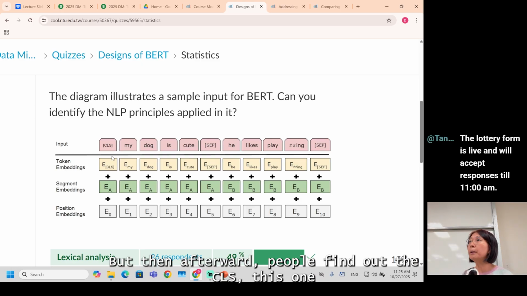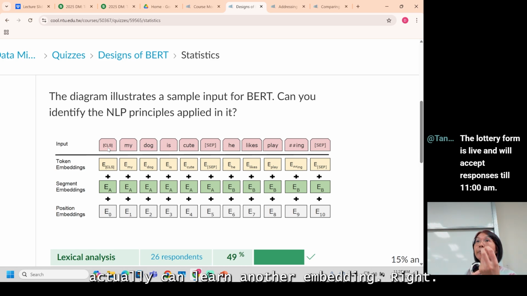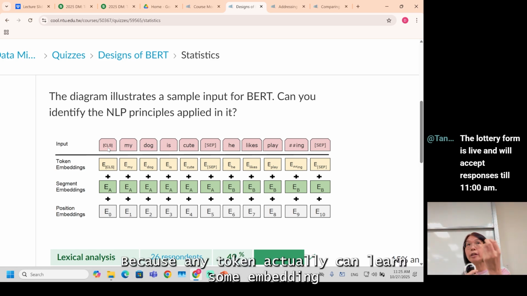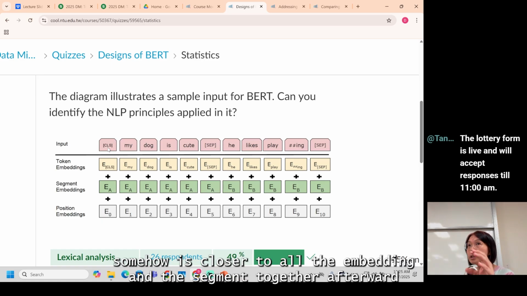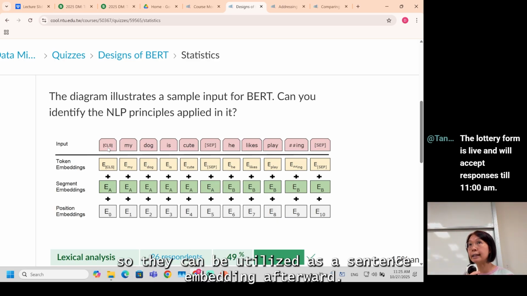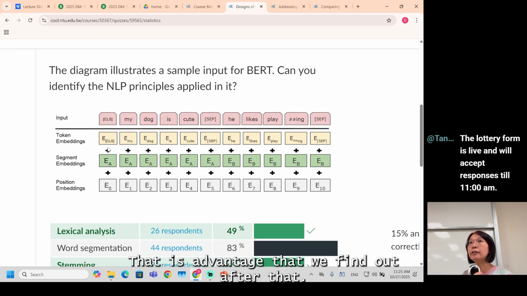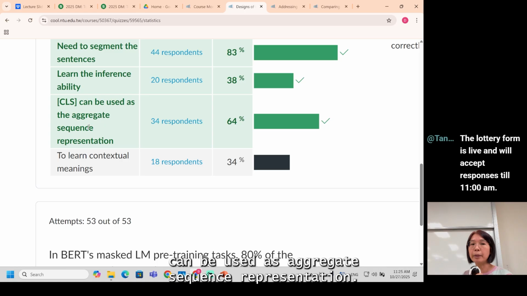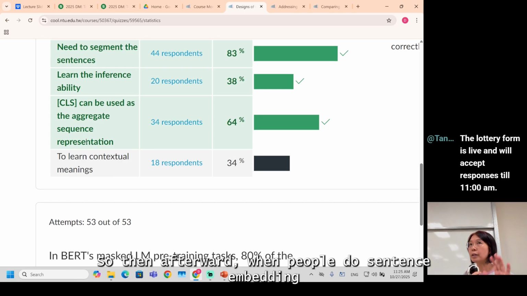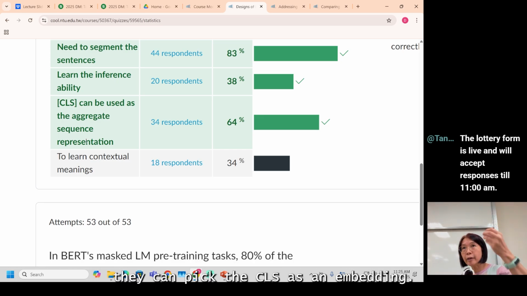But afterward, people found out that this CLS can actually learn another embedding, because every token can learn some embedding. People found that this CLS embedding is somehow closer to all the other embeddings put together. So it can be utilized as a sentence embedding. That is an advantage we found out afterward. I use this to show you it can be used as an aggregate sequence representation. So when people do sentence embedding, they can pick the CLS as the embedding.